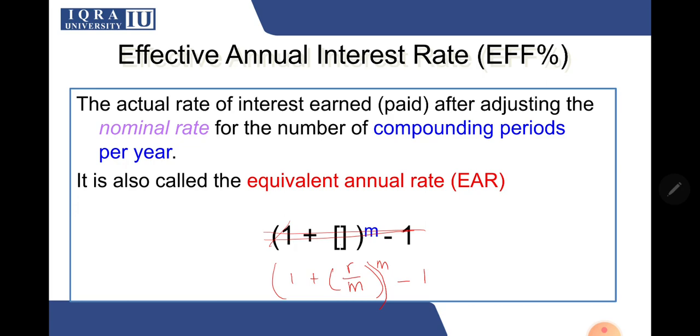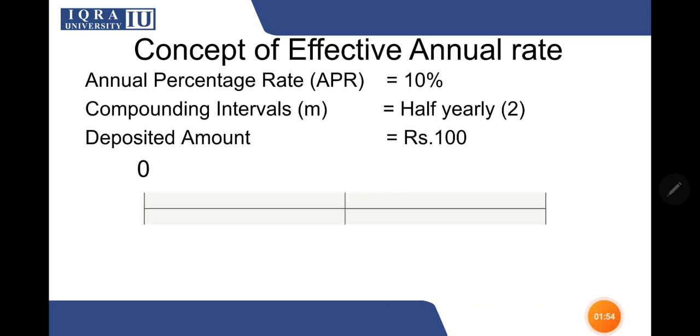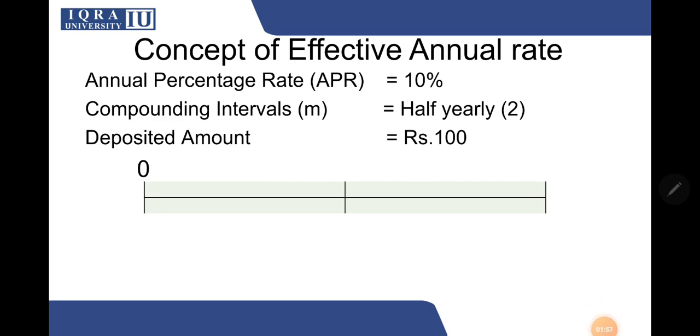So now, in order to understand this even more, why both of the rates are different, we're going to go through an example. The annual percentage rate over here is 10%. That means that if interest is paid only once a year, you will get an interest of 10%. The compounding intervals over here are 2, which means in reality the interest is being paid 2 times a year. The deposited amount is 100.